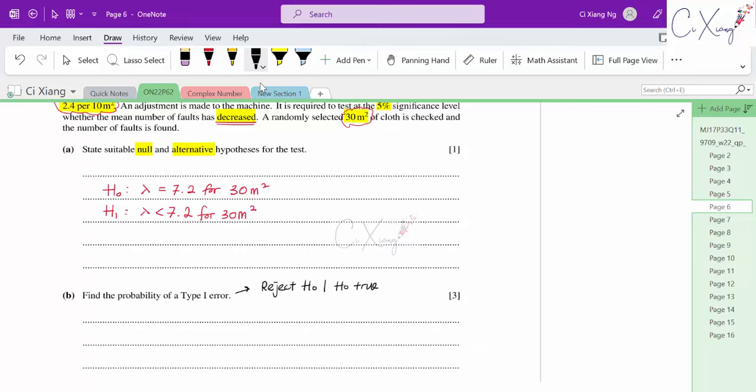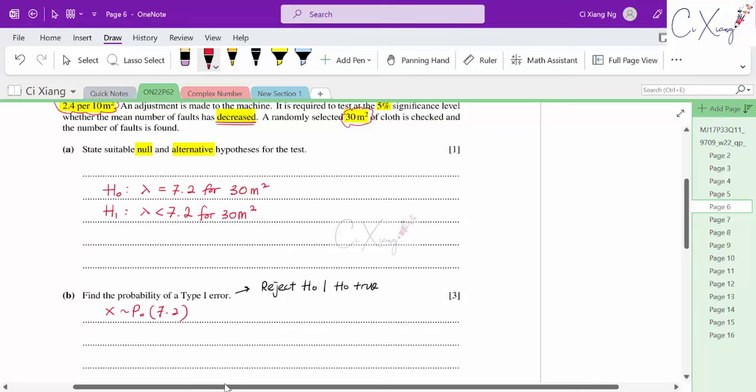For the rejection region, I need to find out the value of x one by one. Since I know that it is Poisson distributed and the lambda is 7.2, and I want to find out the area which is smaller, that means on the left hand side. So on the left hand side, basically we should have x. By right, we should start from x smaller equals to 0, then x smaller equals to 1, then x smaller equals to 2, and so on.